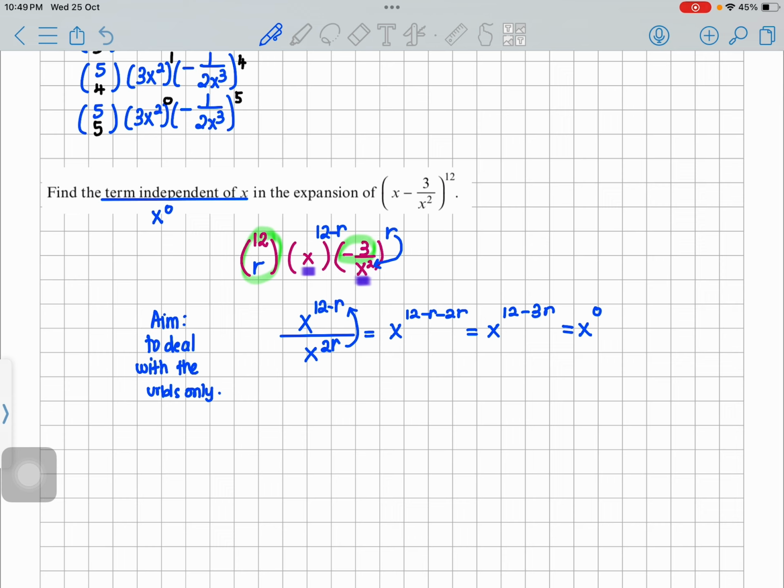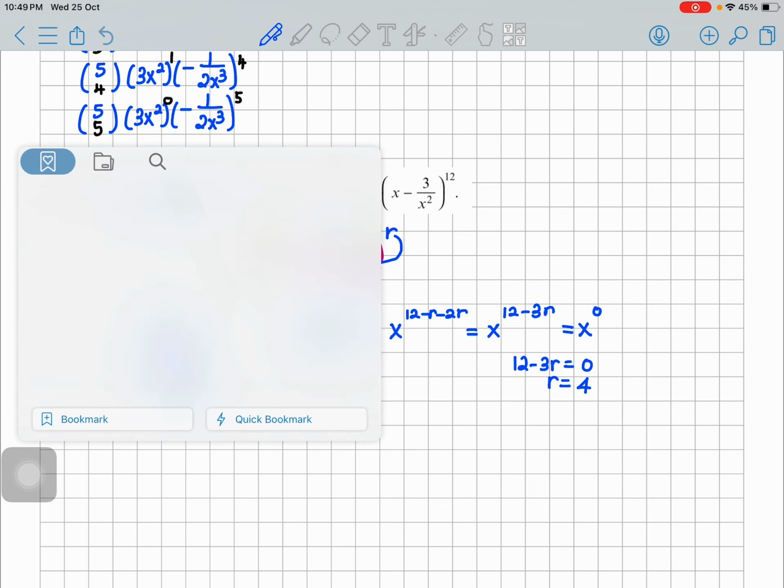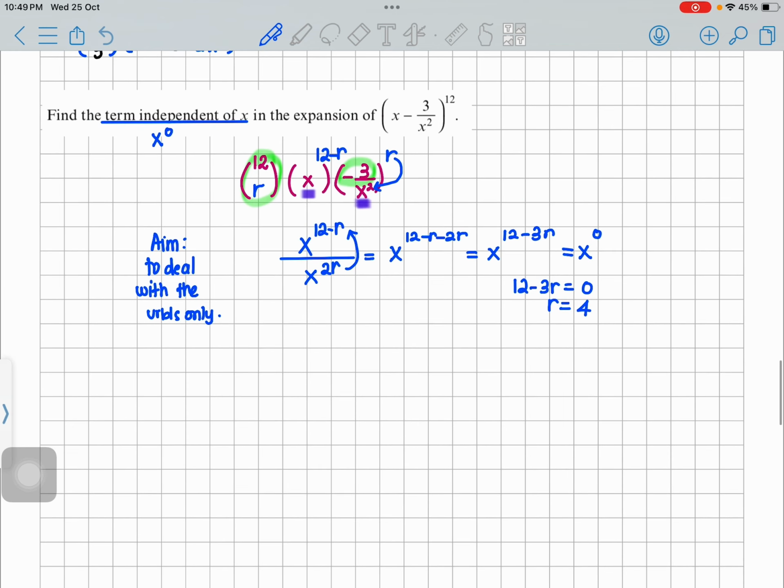Okay, now at this point, what can I do? I can balance my power. Compare and you find the r value. 12 minus 3r is equal to 0. My r is equal to 4. Are you done? Not yet. Why? We are finding the term independent of x. We are not interested in the r value. So what is my r? 12 choose 4. You take this value and you substitute here.